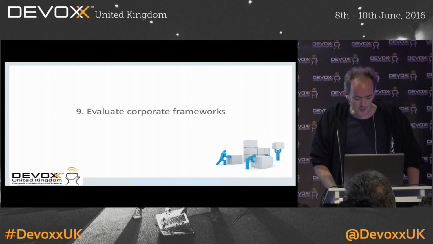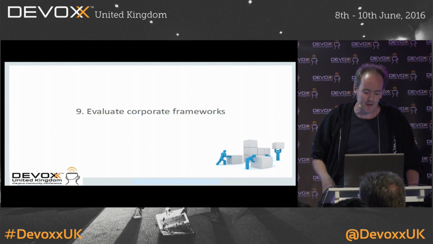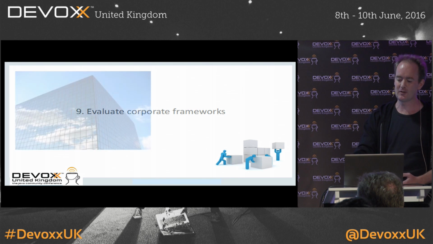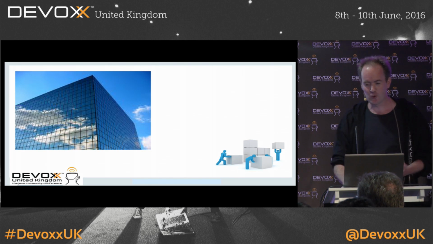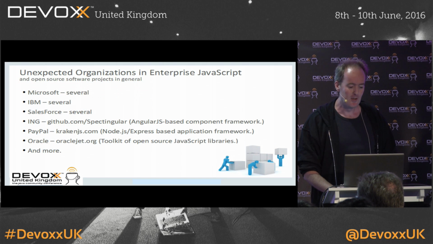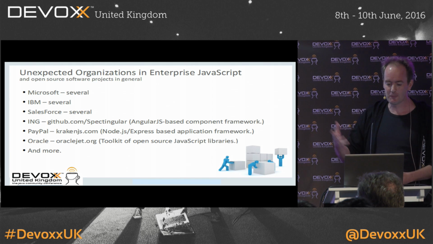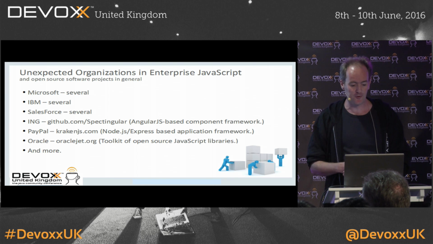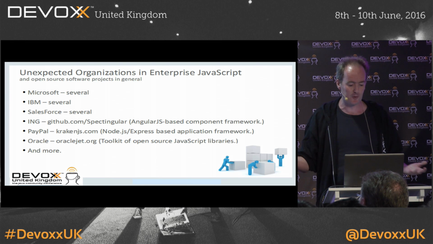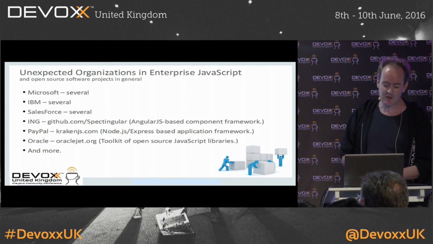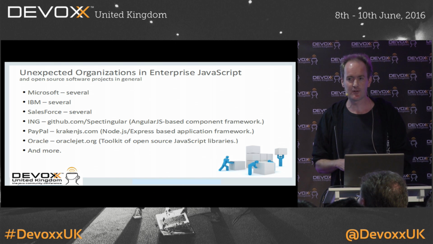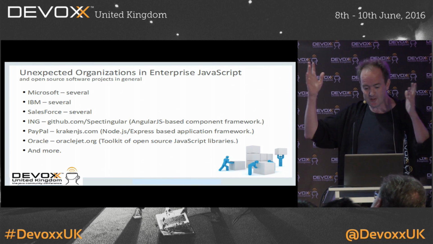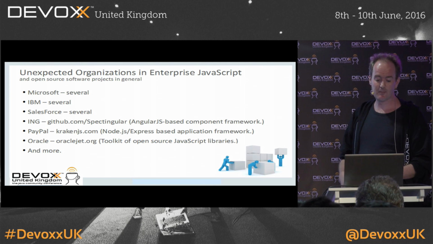Two more tips. This one is really interesting: evaluate corporate frameworks. It's really an indicator of the maturity of the JavaScript ecosystem that large corporates that you wouldn't expect are actually playing a role in it. So this morning there was a session by Microsoft with all their various open source stories, including JavaScript, IBM, Salesforce. Very interesting one, ING. They made a big splash about this at DevOps in Antwerp about 2 or 3 years ago. Spectacular. Made a big splash about it, keynote, etc.